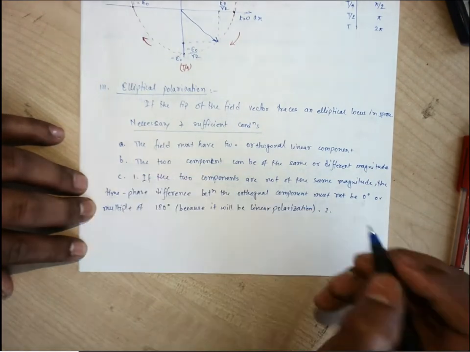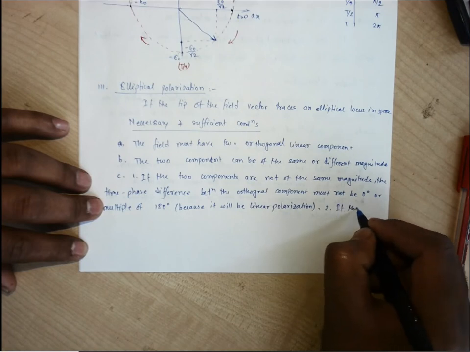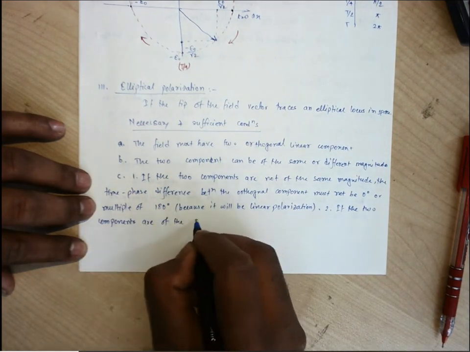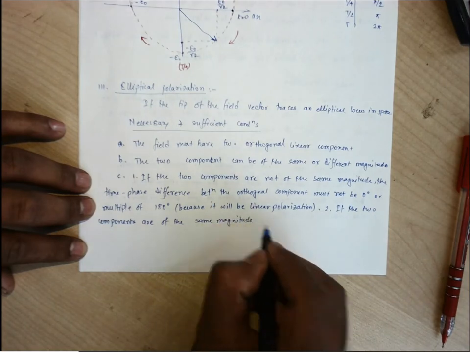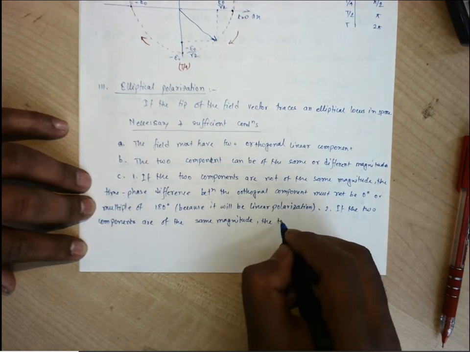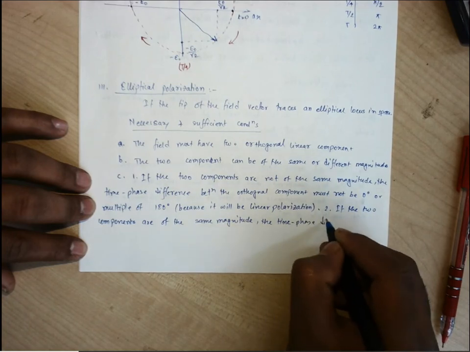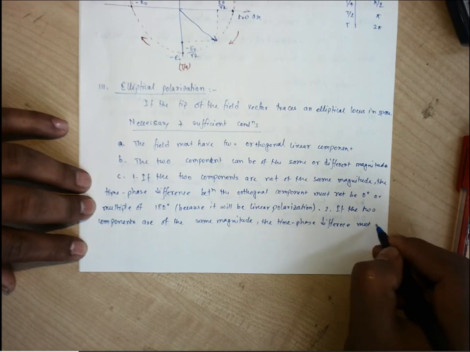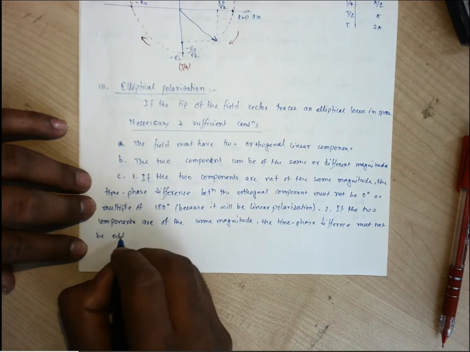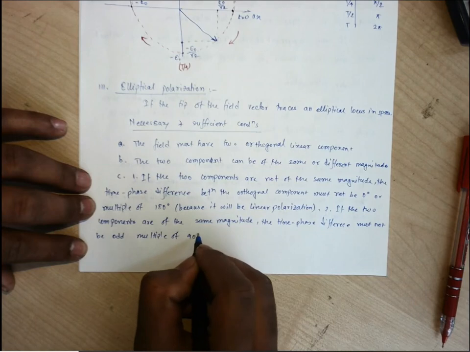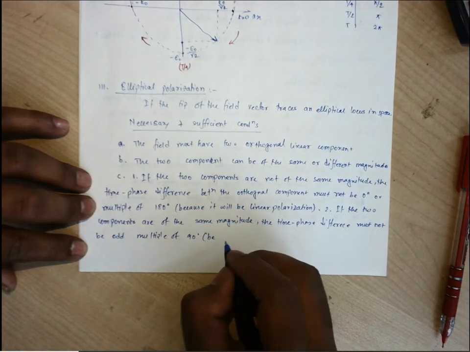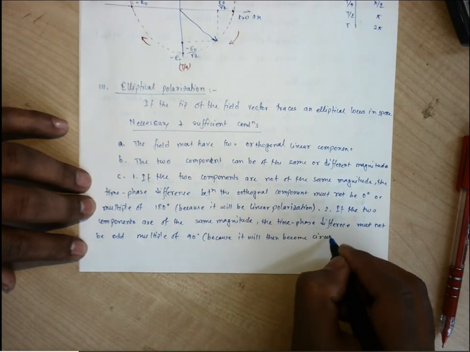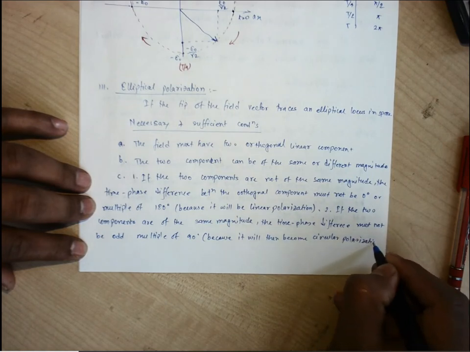Second point, if the two components are of the same magnitude, the time phase difference must not be an odd multiple of 90 degrees, because it will then become circular polarization.